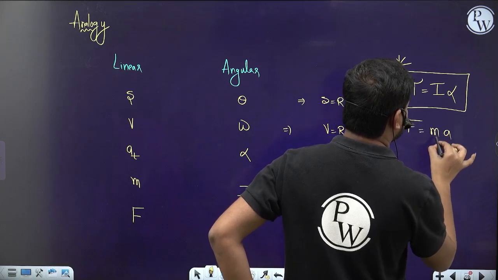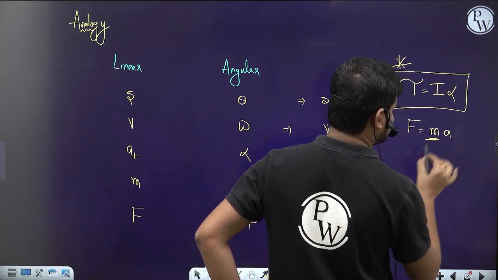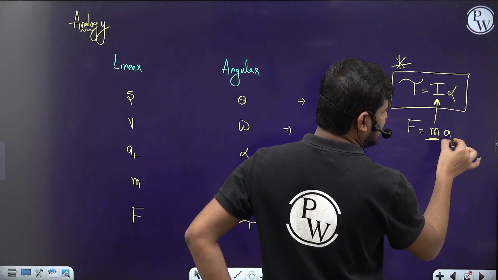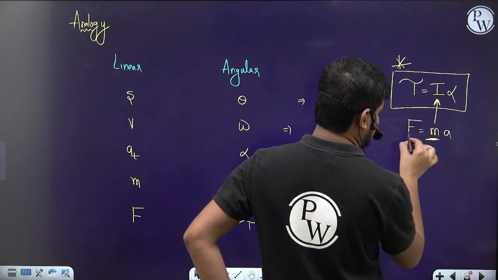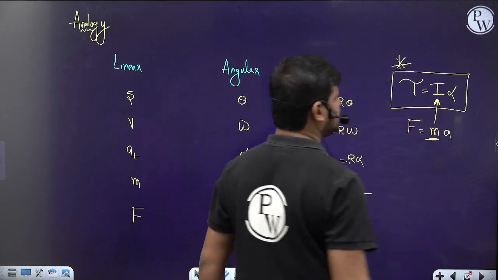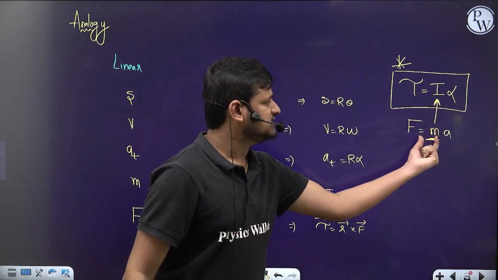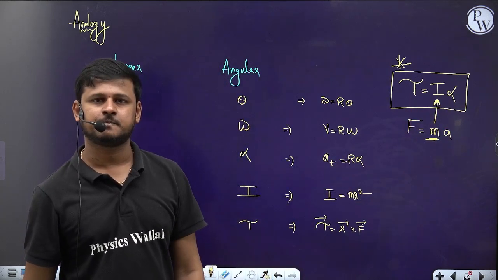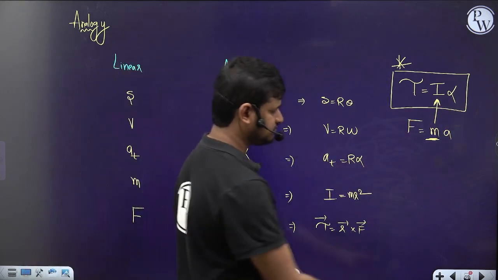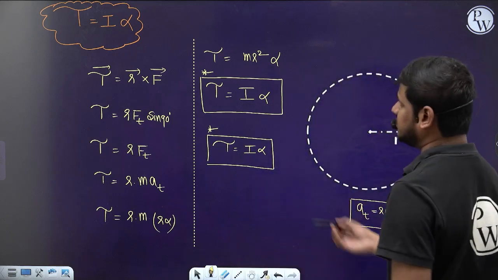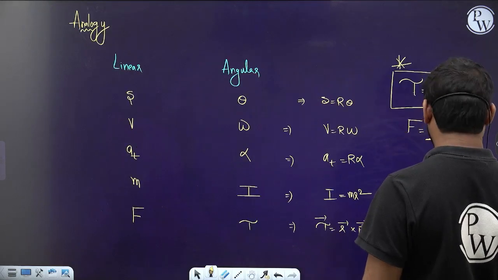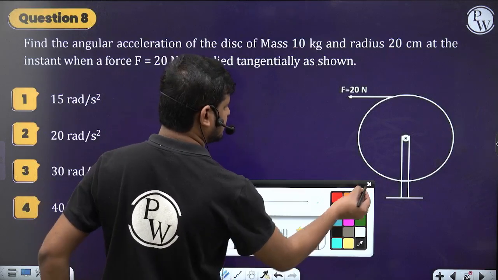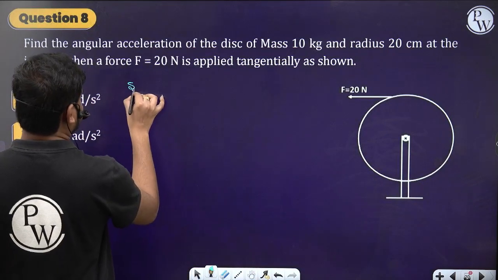Whatever role the mass plays in linear motion, now the moment of inertia plays here. Here linear acceleration, here angular acceleration; here linear force, here the rotational force, torque. So whatever role the mass plays, here the moment of inertia plays. Done? So remember this formula. Now let's go for the questions. Let's take some simple questions, guys.